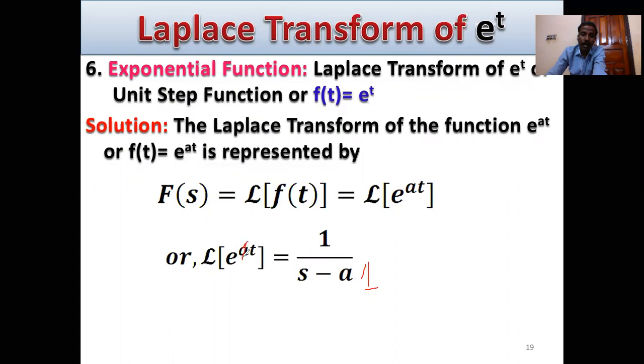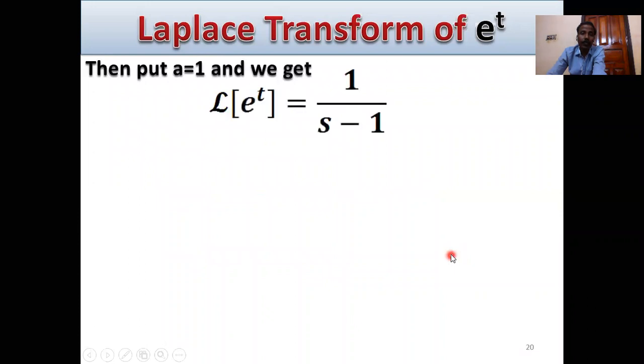That means the Laplace transform of e to the power at equals 1 by s minus a. So put a equals 1, and we get the Laplace transform of e to the power t equals 1 by s minus 1, because when a equals 1, this is the Laplace transform.